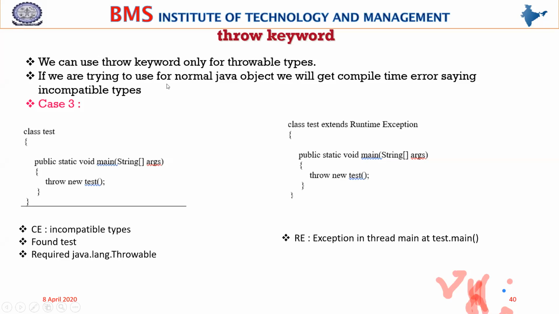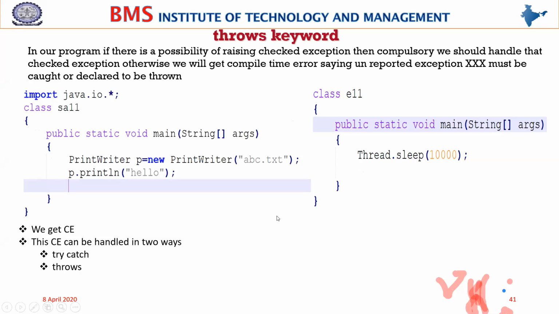So one thing we need to understand is that whenever you are throwing an exception, the throw keyword is applicable only for throwable types and not for normal regular Java objects. Otherwise, it is going to give you a compilation time error. So these are some of the conclusions that we can draw for your throw keyword.